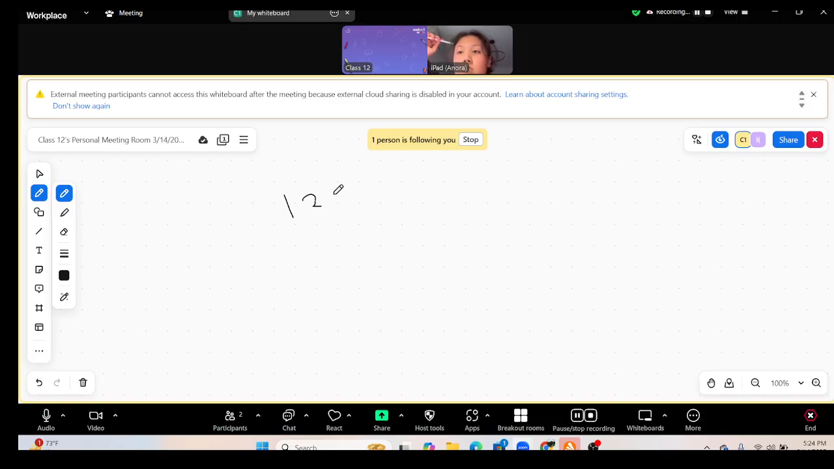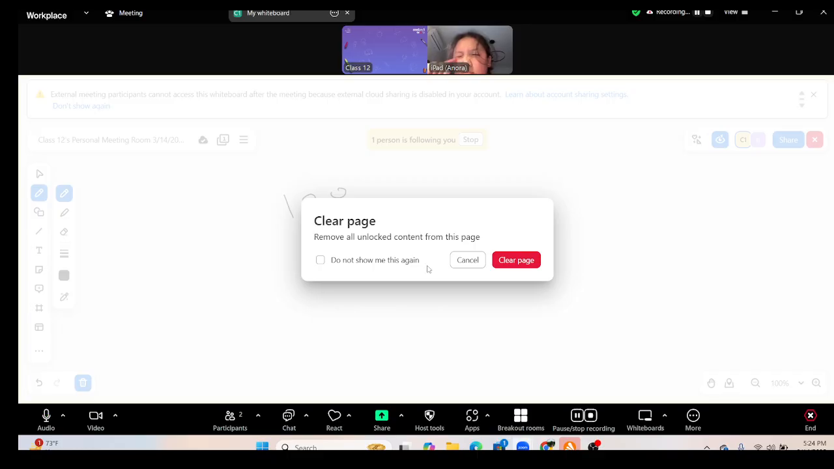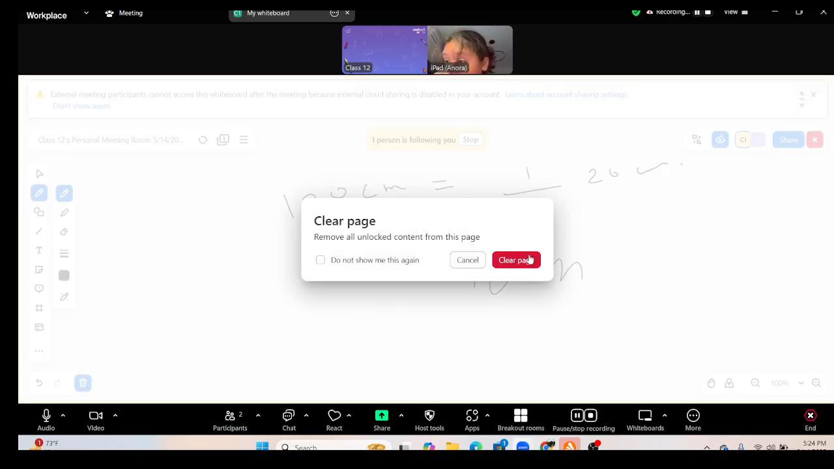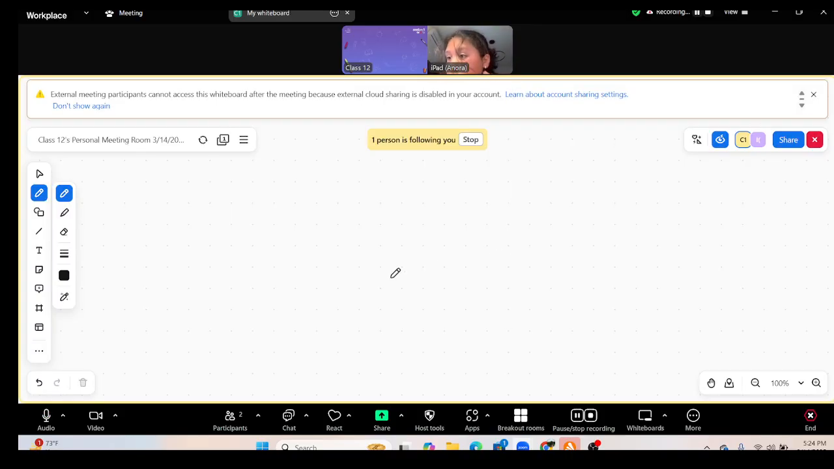Similarly, let me ask you another one. Suppose 120 centimeter, and it is asking you to convert it into meter and centimeter. Yeah, exactly, very good. So 1 meter and 20 centimeter, right? Okay, now I can give you some questions.